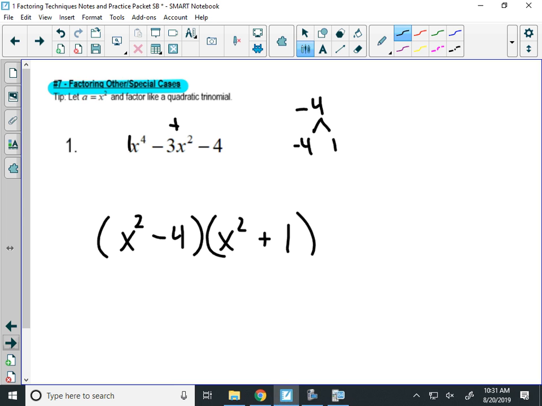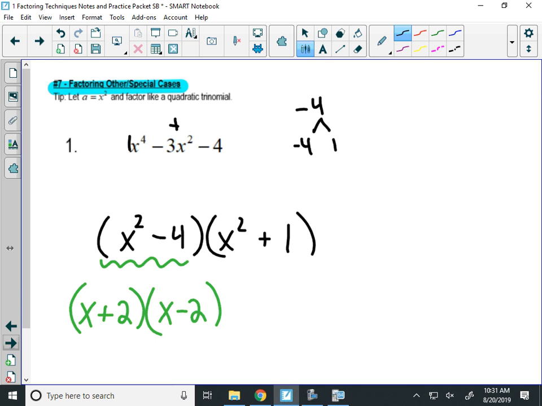Now I look at that. Can I factor either of those anymore? Which one? The first one. What factoring method can I use to factor x squared minus 4? Difference of squares. It has a minus sign and I can take the square root. What does that factor into? Can you tell me the factors? x plus 2 and x minus 2.